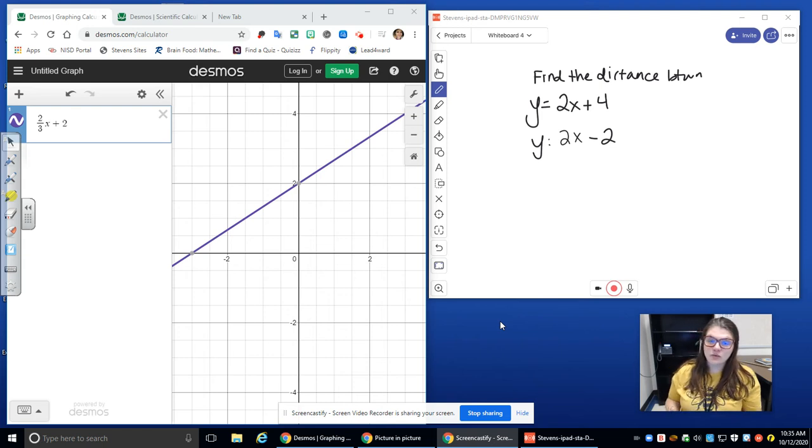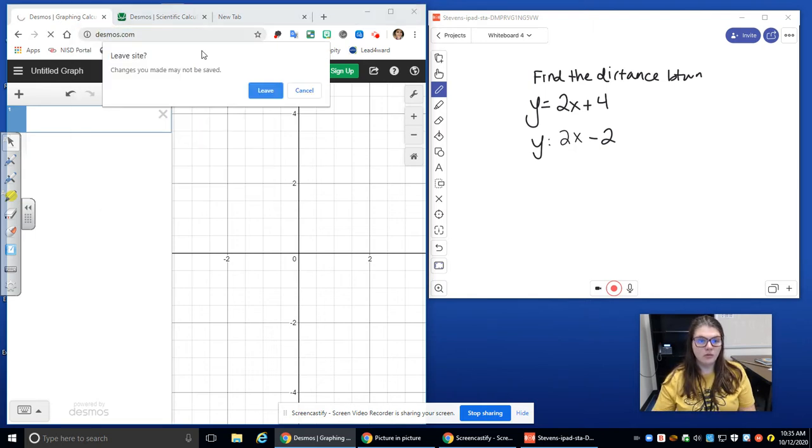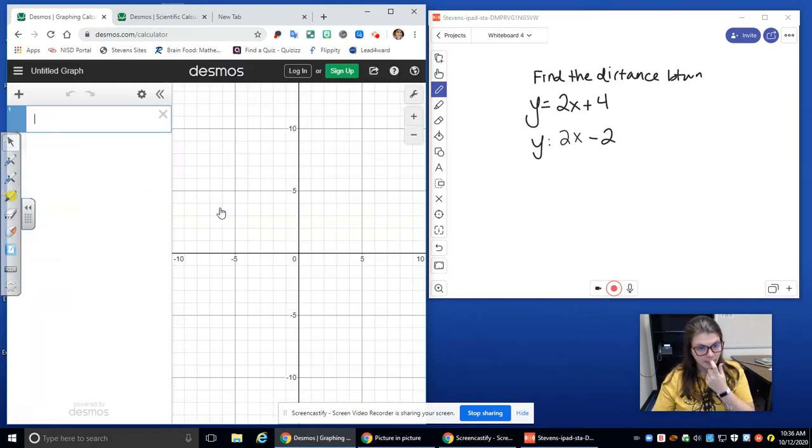Hey guys, so today we're going to be working on finding the distance between two parallel lines. Remember, we have done this the last few days, so this is just another way to look at it and work in Desmos.com. So what we want to do is go to Desmos.com, and then open up our graphing calculator.